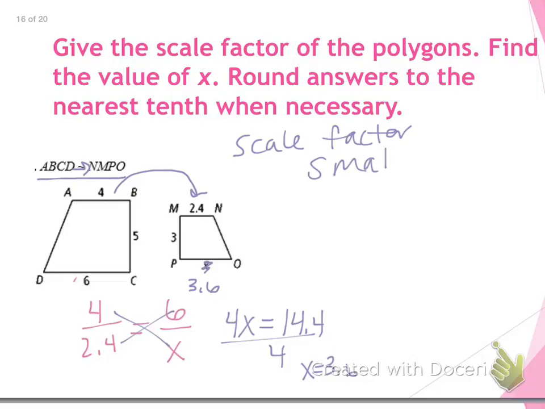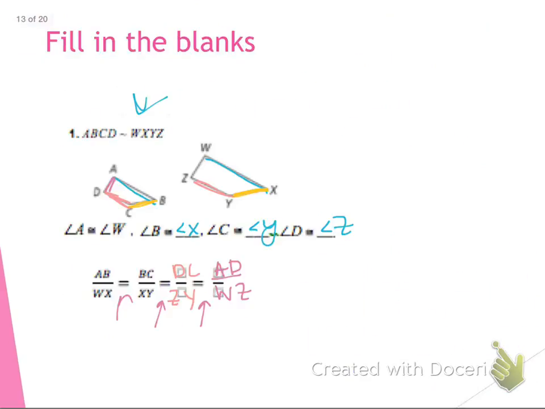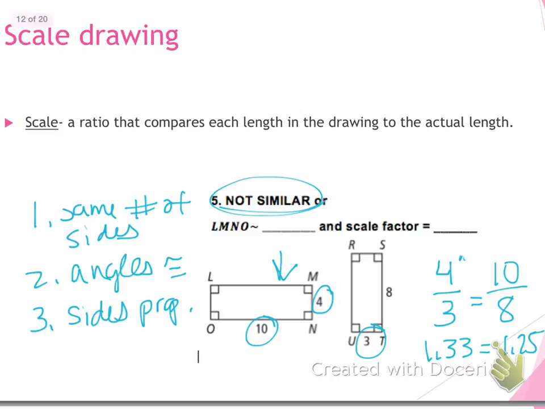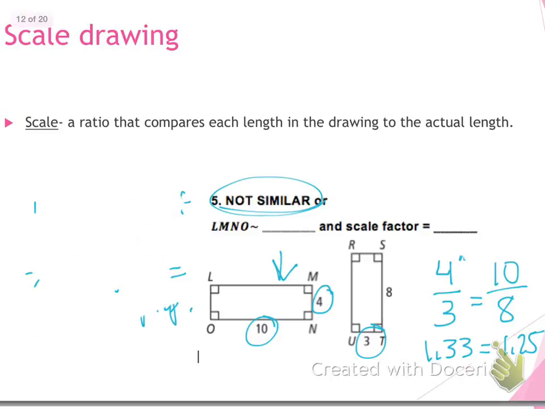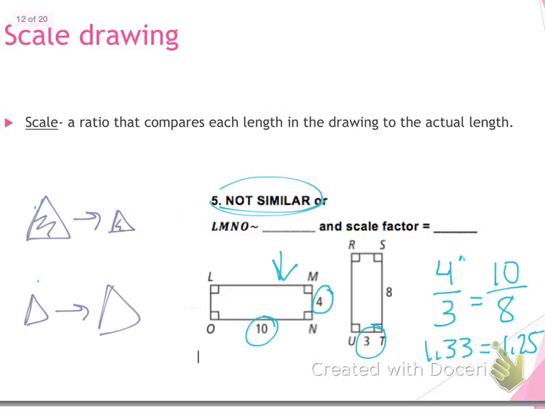should be smaller. And the reason for this, if I go back to this, I'm going to erase this. If I have triangles and I go from this triangle to this triangle, I am getting smaller. So my scale factor needs to be something small. So if I take 4 and I times it by 0.5, that's cutting it in half. So your scale factor needs to be smaller to make it get smaller.